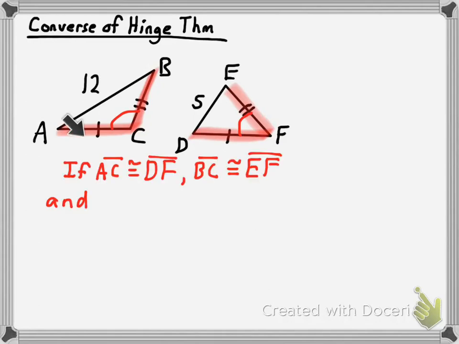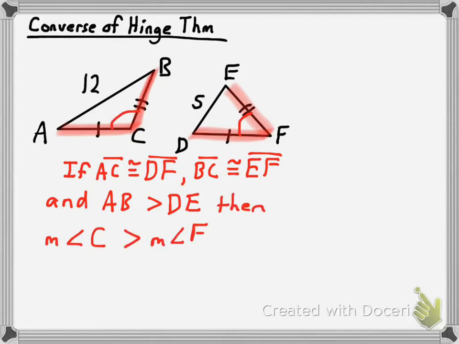All right, so if you got the two pairs of congruent sides and the distance from A to B is greater than the distance from D to E, the length of this third side is greater than the length of that third side, then the included angle of the first one is greater than the included angle of the second one. Or in other words, the measure of angle C has to be greater than the measure of angle F. All right, let's apply this in a few problems.